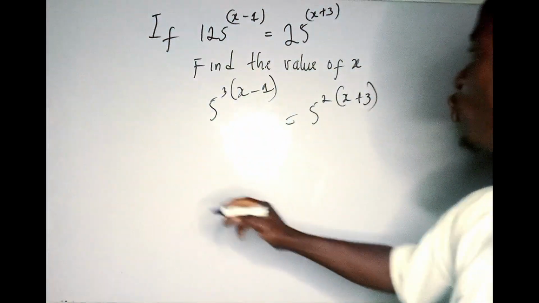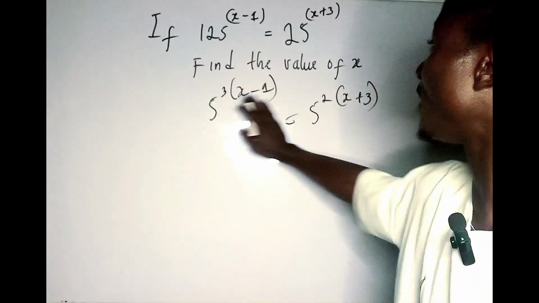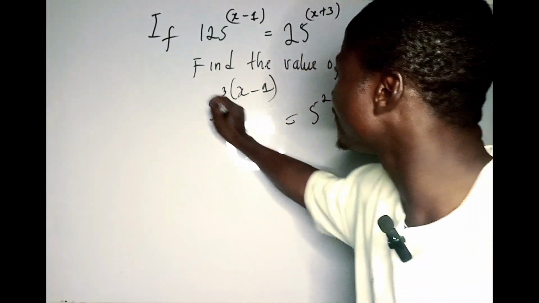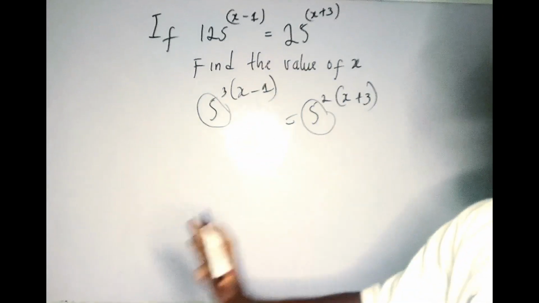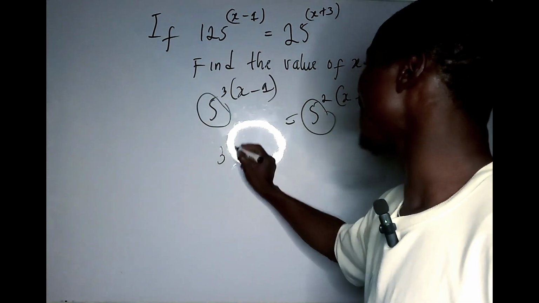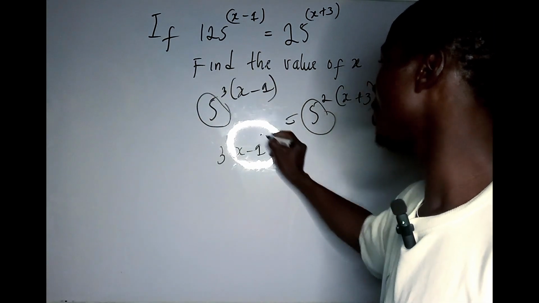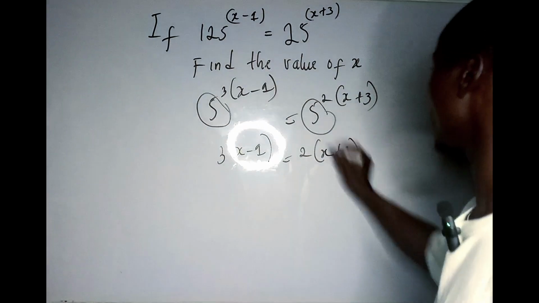Now what do we do? We can now see that the bases are equal, while the powers are different. We can equate the powers. By equating the powers, we are keeping this base aside. Now, keeping this base aside, we'll be left with the power, which is 3 times (x minus 1), close the bracket, equals 2 times (x plus 3), close the bracket.